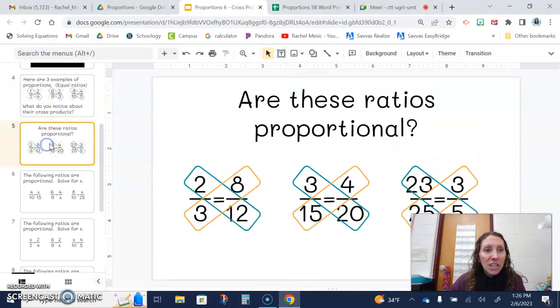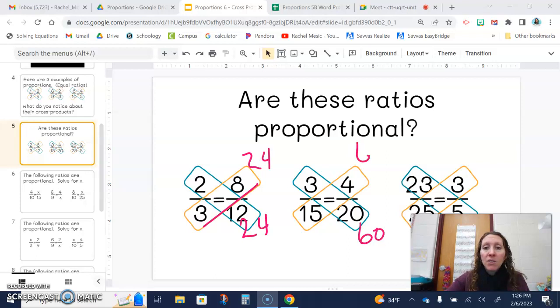All right, so if we take a peek at these proportions, let's try to figure out if they're proportional. 3 times 8, that's 24. And 2 times 12 is also 24. So yes, that's a proportion. 3 times 20 is 60. And 15 times 4, yep, that's also 60. So that's a proportion.